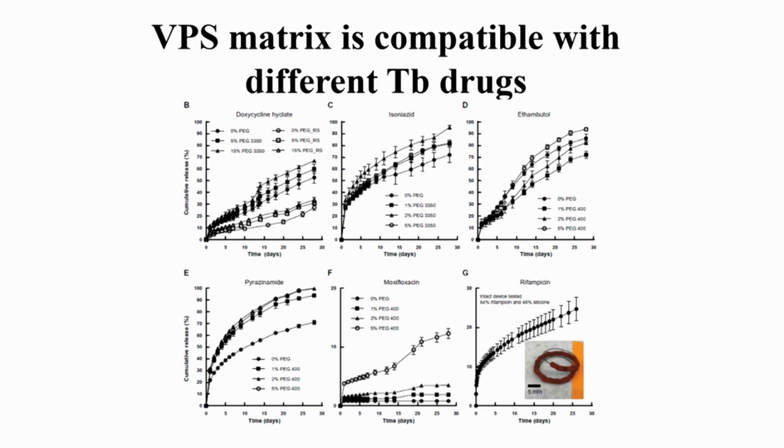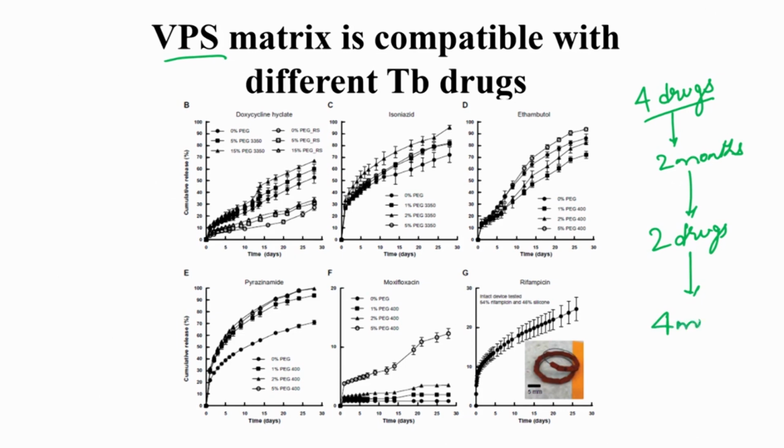So, here is basically what they are showing is the matrix that they have used, the VPS matrix, and we will come to it in a moment as to what exactly this is, but this is compatible with all kinds of TB drugs. So, in TB we have 4 drugs that are typically given, and these 4 drugs are given for a period of 2 months. These are first line drugs, and then after 2 months this is reduced down to 2 drugs which are then given for a period of another 4 months.